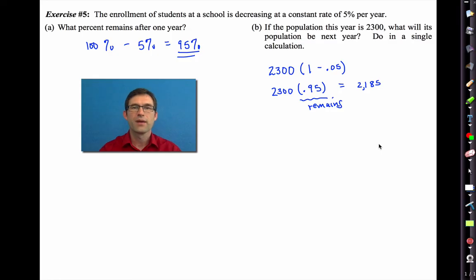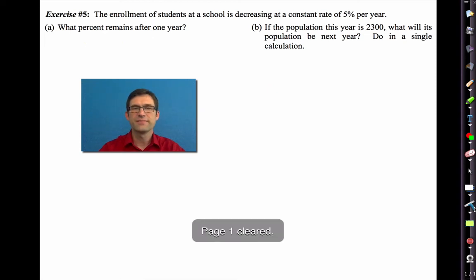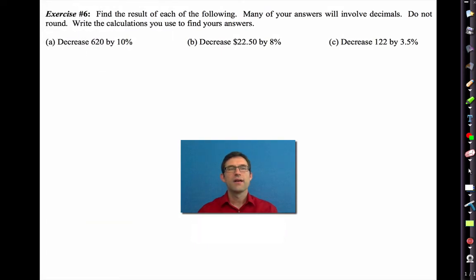Okay? I'm going to clear out the text, write down what you need to. All right, it's going. So let's get some fluency here. Find the result of each of the following. Many of your answers will involve decimals. Do not round. Write the calculations you use to find your answers. Okay, decrease, decrease, decrease. It's all decreasing right now.